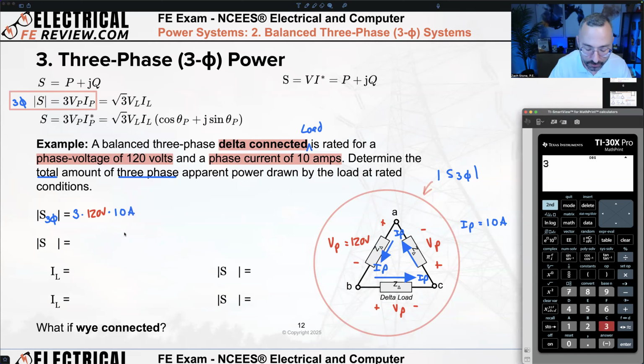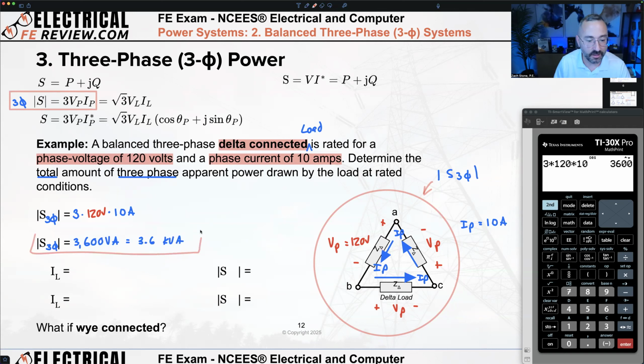What do we get in our calculator? What's 3 times 120 times 10? We could say three-phase apparent power equals 3,600 volt amps, or I could say this is 3.6 kVA. Same exact thing. All right, that's one way to do it.